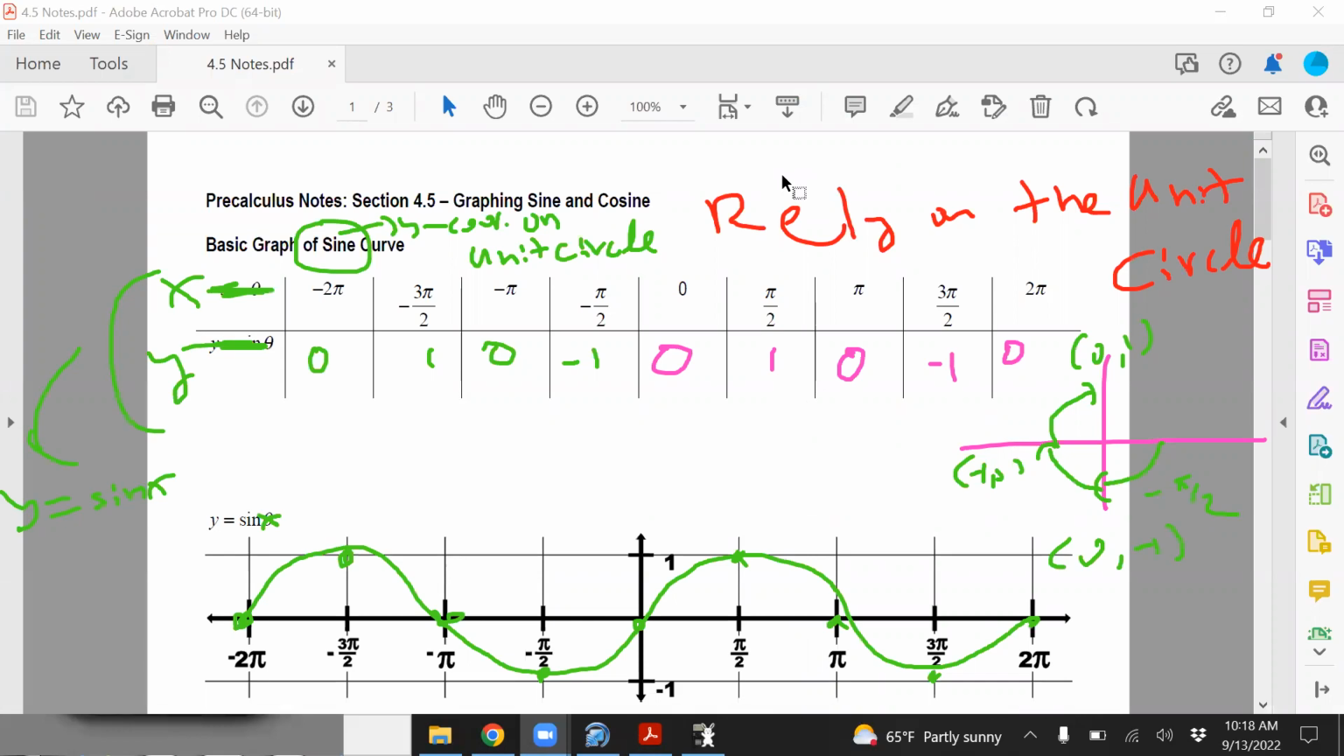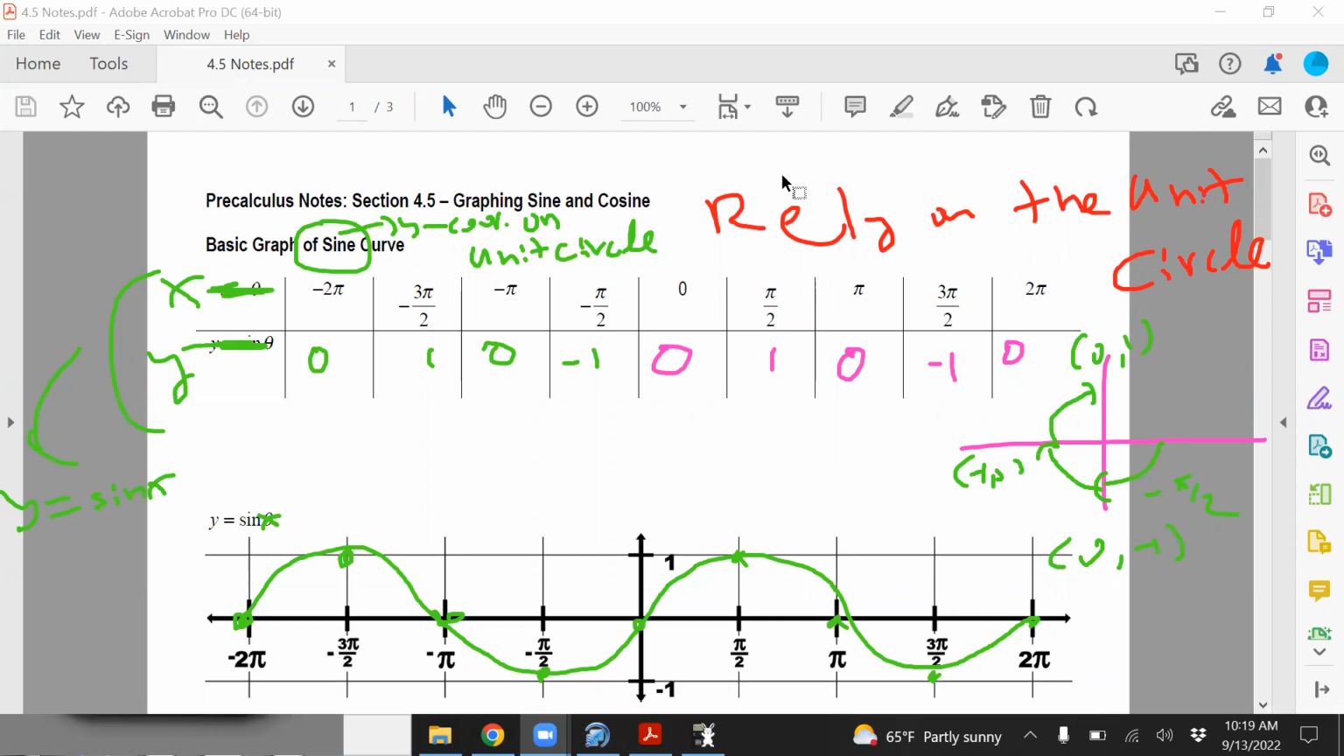So there are some really cool activities, which I don't really know very well, but I'll try to figure out from another teacher if I could give you a more tactile activity to see how it forms that curve. It's like taking the unit circle and making that graph.